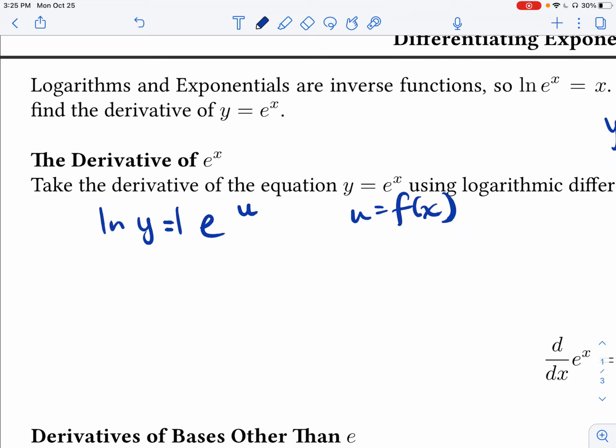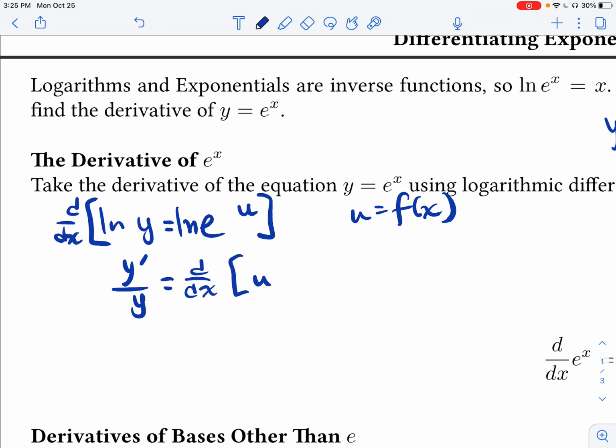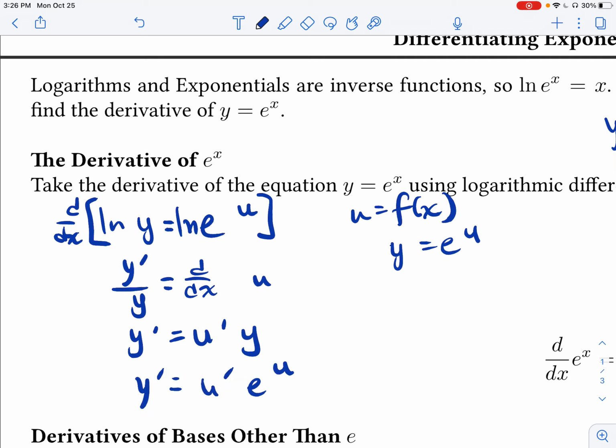Well, if I take the natural log of both sides and I take the derivative of all this, we can then say this is y prime over y. This again is going to be the derivative of u times the natural log of e. Well, again, the natural log of e is just 1, so we can write this as the derivative of u. And y prime then is going to be u prime times y. And what did we say y was initially? Y was equal to e to the u. So we can just simplify this as u prime times e to the u.